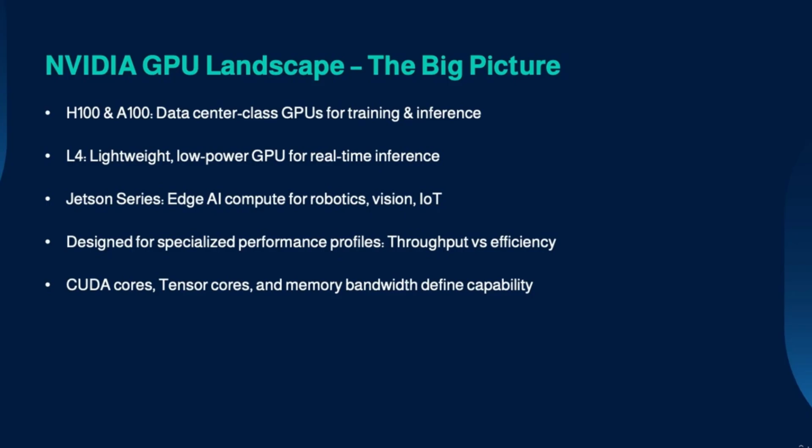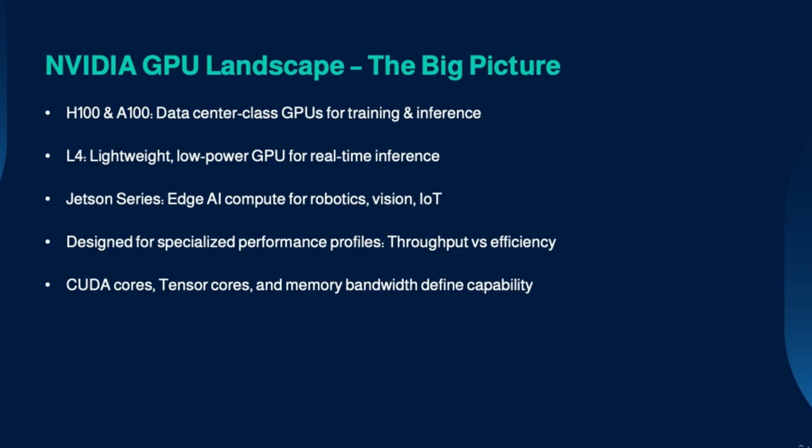NVIDIA's GPU lineup isn't one size fits all. It's a targeted ecosystem. The A100 and H100 are data center class GPUs, purpose-built for large-scale AI training and inference tasks. These are the workhorses behind LLMs, computer vision, and HPC workloads. Then you have the L4 GPU, a more efficient, low-power option optimized for real-time inference, ideal for video analytics or speech AI. Finally, the Jetson series powers Edge AI.